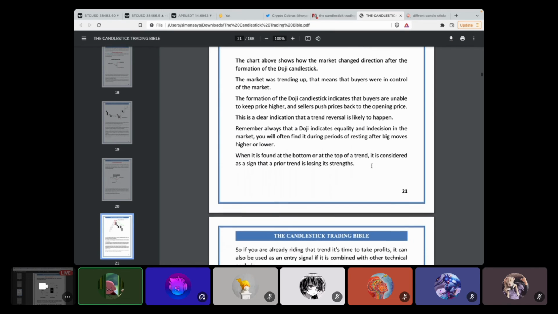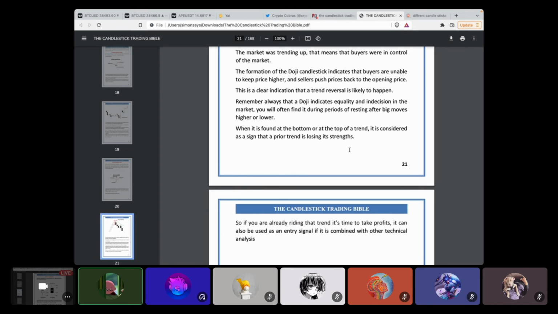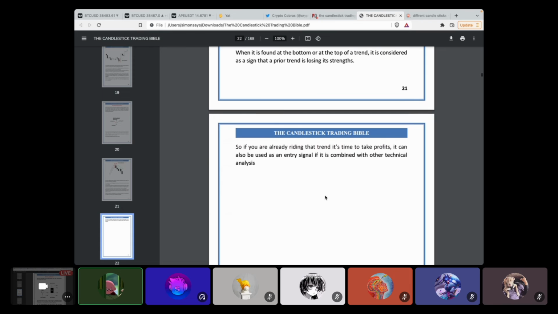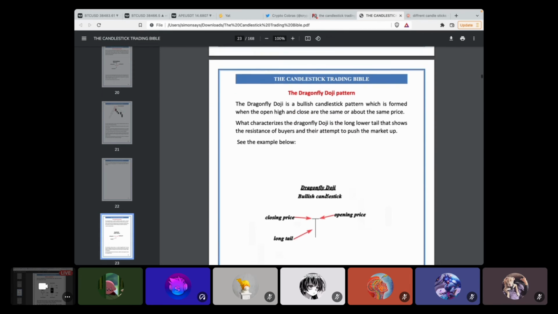Remember always that Dojis indicate equality and indecision in the markets. You often find it during periods of resting after big moves, higher or lower. When the trend is kind of exhausted, you get that Doji come in and then you'll see the reversal come. So it shows you indecision in the market. That's what it is. Buyers and sellers close at the same price.